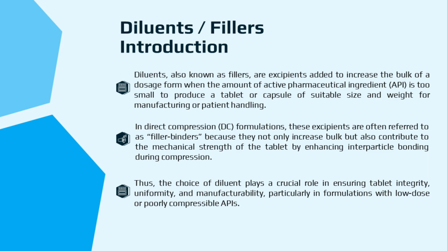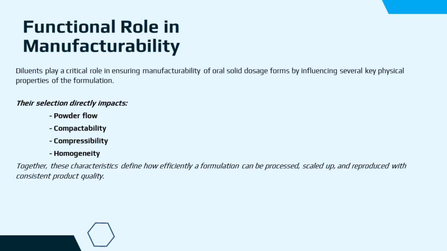Ultimately, the selection of a suitable diluent plays a decisive role in ensuring tablet integrity, content uniformity, and manufacturability, particularly in formulations containing low-dose or poorly compressible active ingredients. Diluents are fundamental in determining the manufacturability of oral solid dosage forms. Their influence extends across several critical physical properties that directly affect processability and product consistency. First, powder flow. Efficient flow ensures uniform die filling and minimizes weight variation during tablet compression.